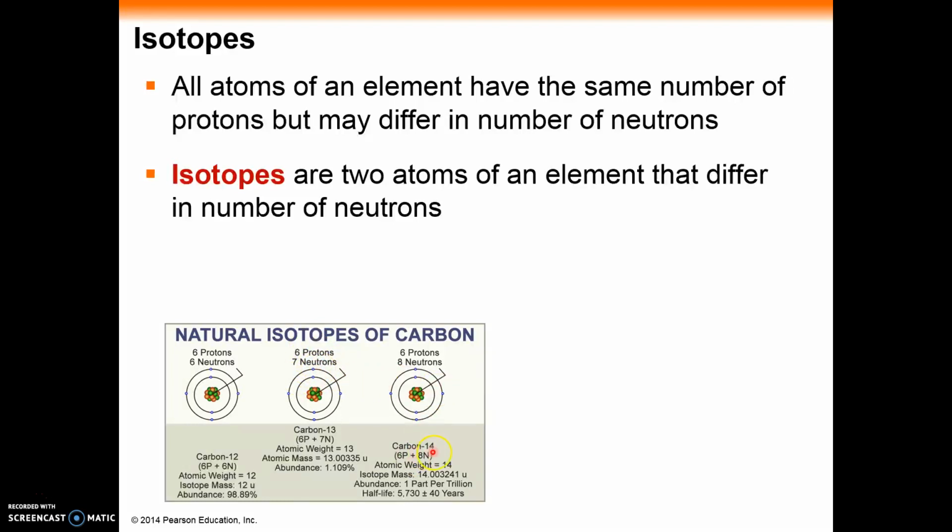Over here we have carbon 14, which has 6 protons and 8 neutrons. Again, protons don't change. Number of neutrons do change. I'm not going to harp on this too much. Just recognize that this is what the word isotope is referring to. All 3 of these carbons would behave exactly the same way in a chemical reaction.